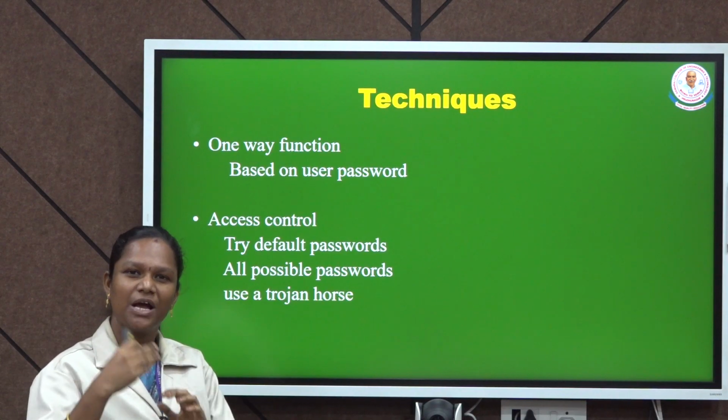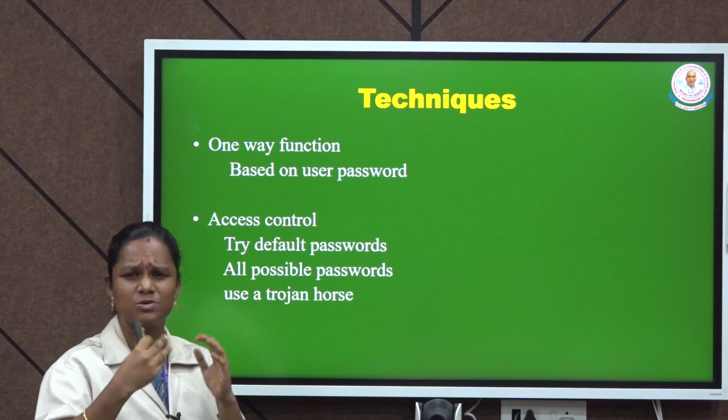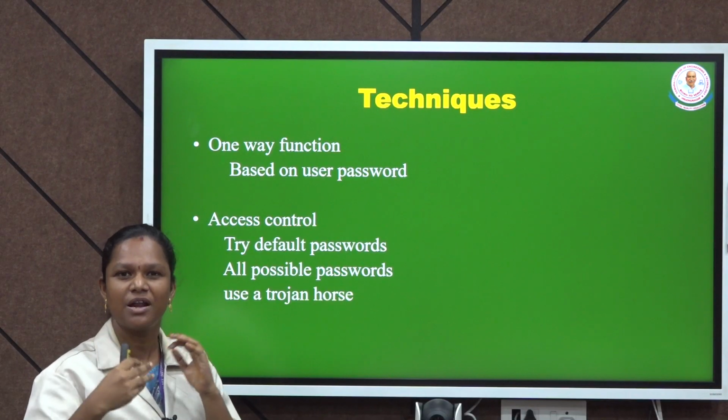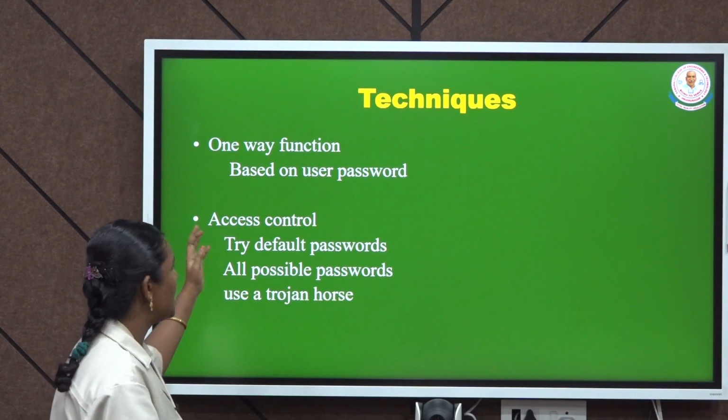A particular user means we use a password. How do we use passwords? All the possible passwords and default passwords. We are all using those passwords. This is called access control.